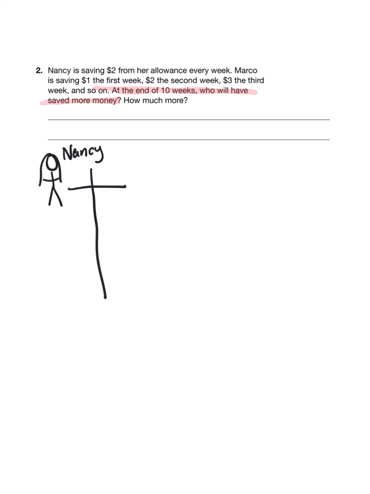Okay, so here's Nancy, and I'm going to make an XY table that's going to represent the weeks going by, week 1, week 2, week 3, week 4, and so on, and the amount of money that she's saving each week. Here we're told that she's going to save $2 every week. So she's not changing her rate at which she's saving. She's going to keep that consistent. Let's compare that with Marco.